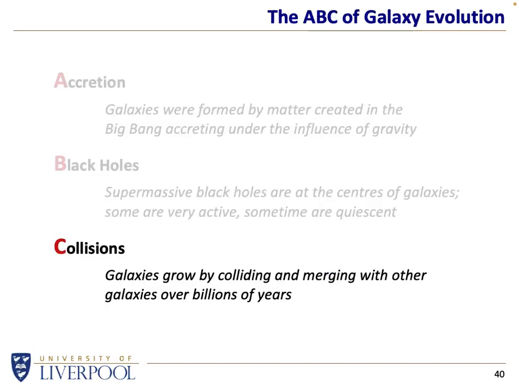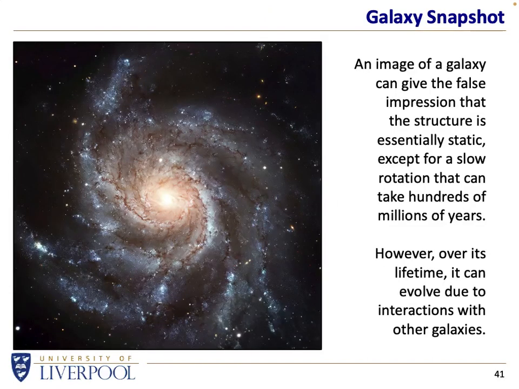Final section, the C of the ABC, is collisions. Collisions dominate the way galaxies evolve with time. When we look at a picture like that, we can say, wow, what a pretty picture, isn't that beautiful? But of course, it can give us the impression that not much is happening. We know that some stars are being born in there, and maybe some stars are dying in there, and we know that the galaxy is rotating.